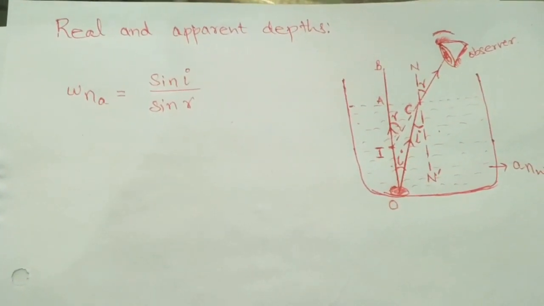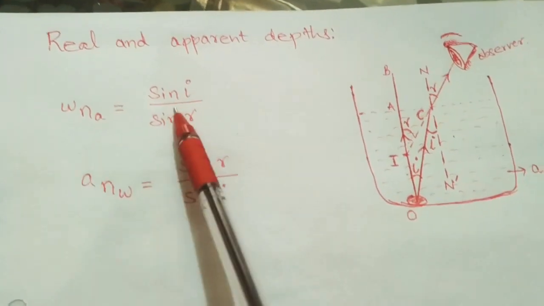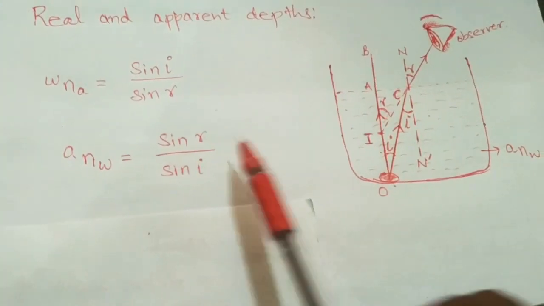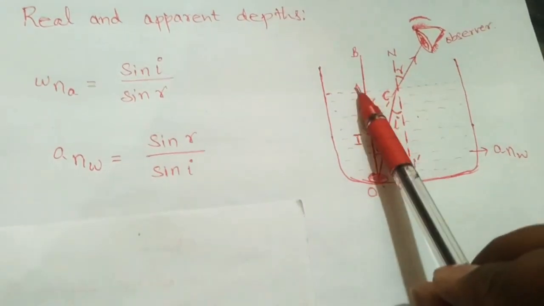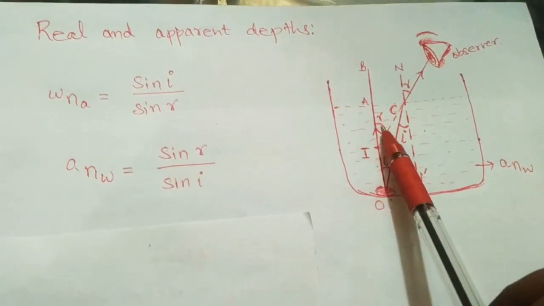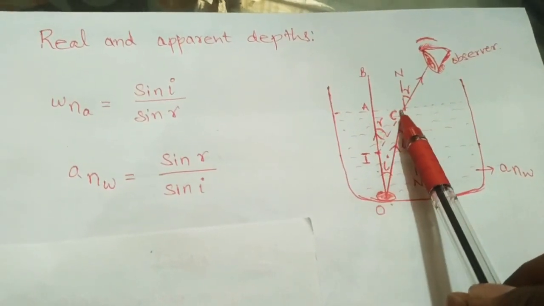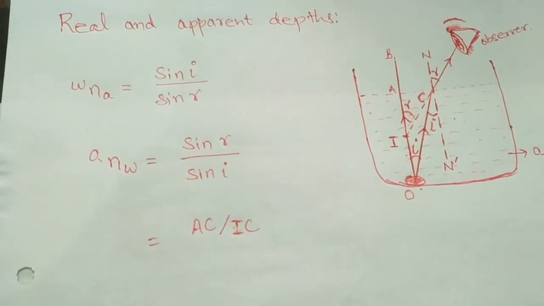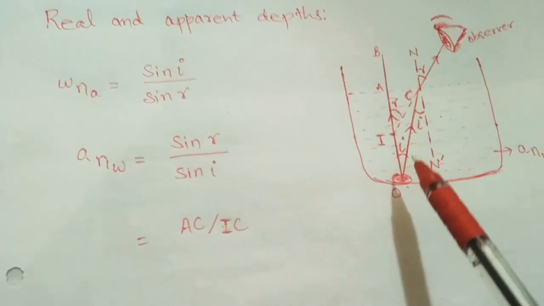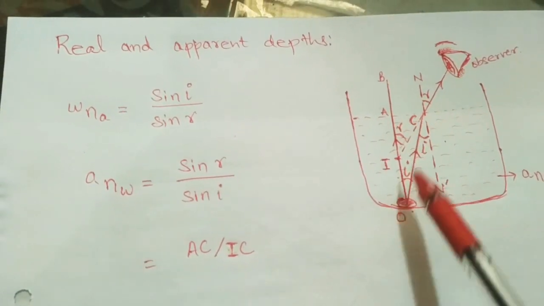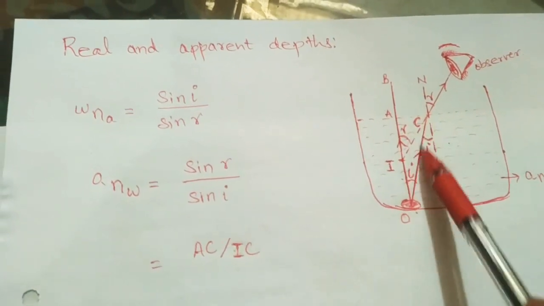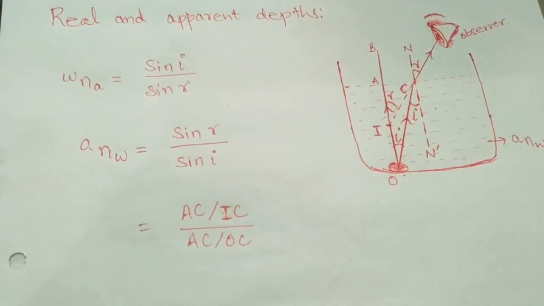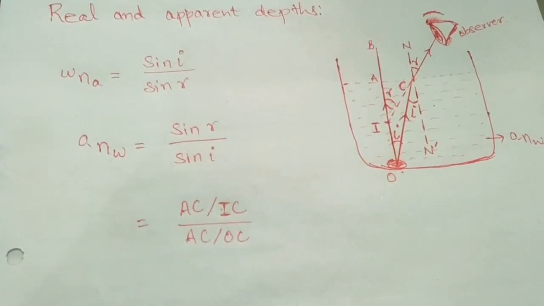On reversing that, see here wNa was sin i by sin r, so aNw will be sin r by sin i. Let's put the value of sin r. So sin r, means in the triangle IAC, sin r is equal to perpendicular AC upon hypotenuse IC. So let's write that: sin r is equal to AC upon IC, and sin i, in this triangle OAC, again sin i is equal to perpendicular AC upon OC. Let's write that. So you can see AC upon IC for sin r and AC upon OC for sin i. AC is cancelled.